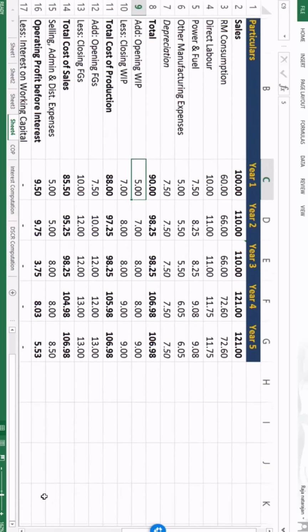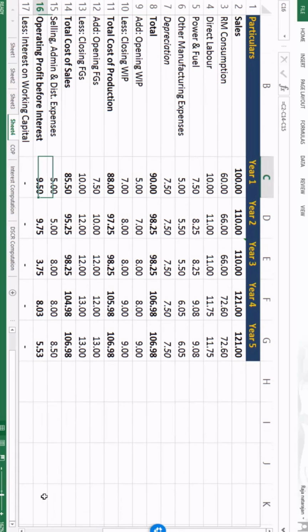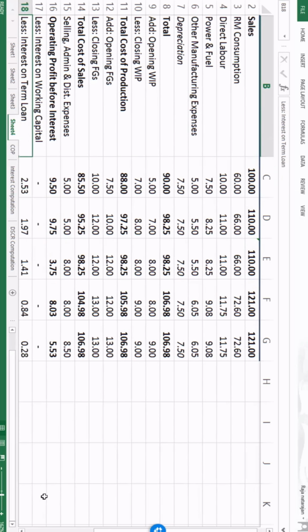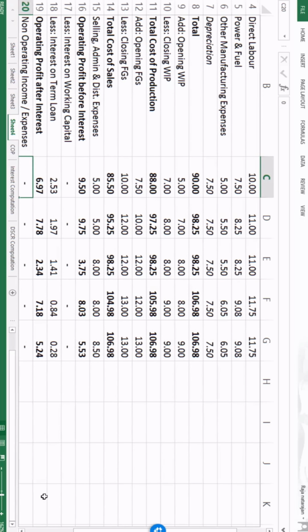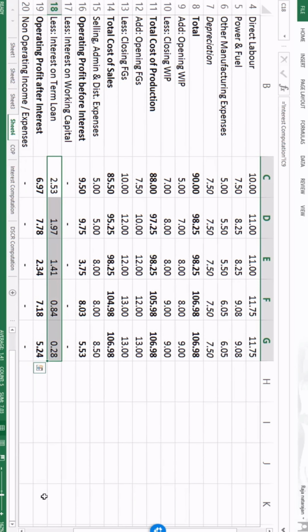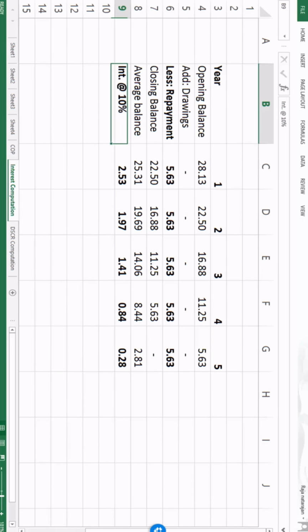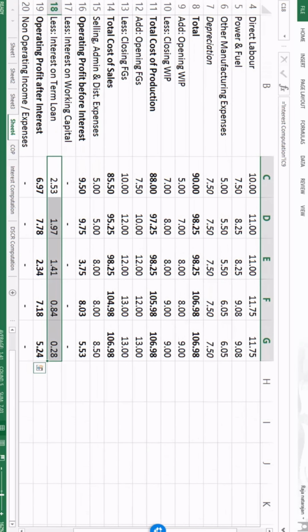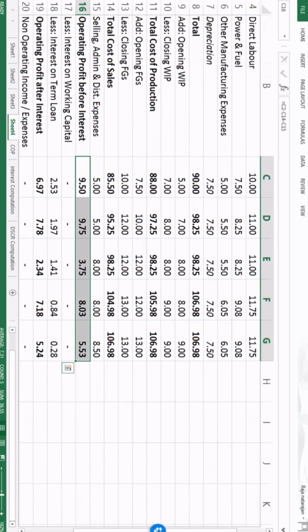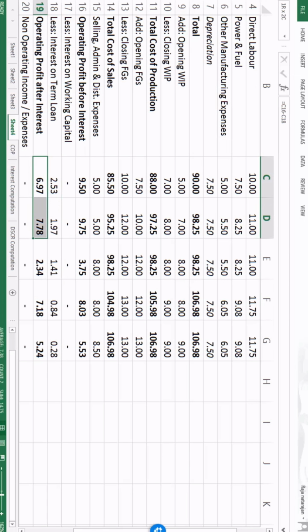Let me just show you that. Yeah, so here we have operating profit, which is nothing but sales minus total cost minus selling and admin, and in the same way operating profit is calculated for all the other years. And interest on working capital, to deduct, we don't have any working capital, but interest on term loan, how I got these numbers is nothing but something picked up from this interest computation. If you notice, you have 2.53, 1.97, it goes up to 0.28. Yes, so from this operating profit, these interest on term loans were deducted, so we have operating profit after interest.